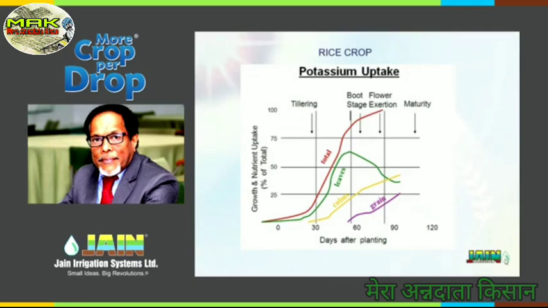But the moment boot stage and flower exertion, flower comes out, anthesis happens, and the grain is filling, the milk and the hard and all those stages, you see it goes to almost 75% of the K required at that time, of the total. I use the red line to explain to you. You can have details later.